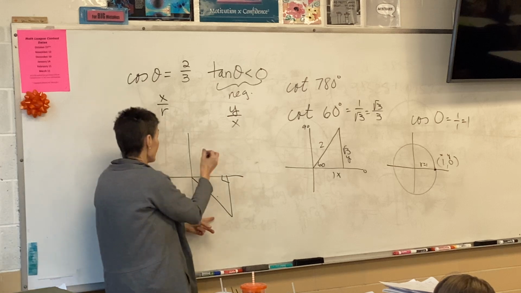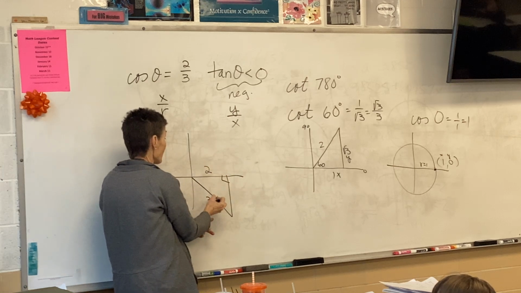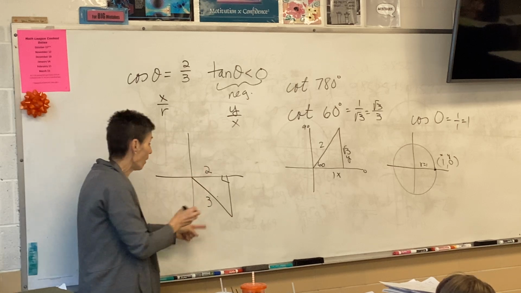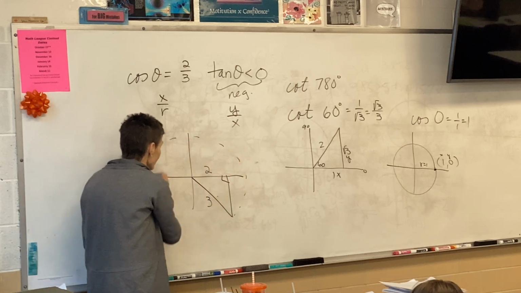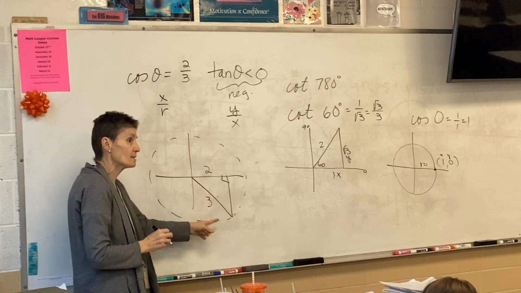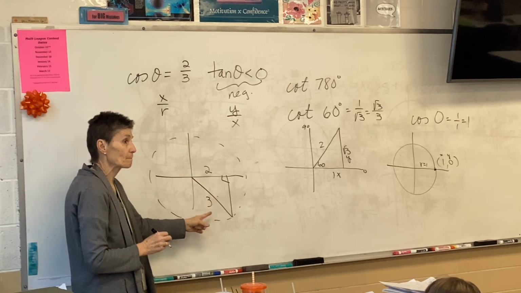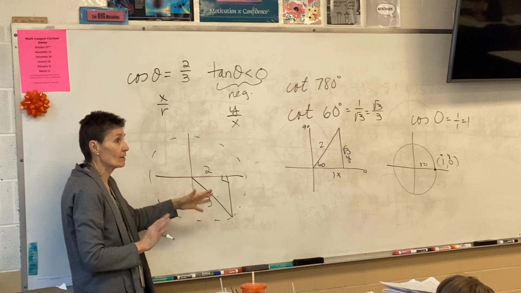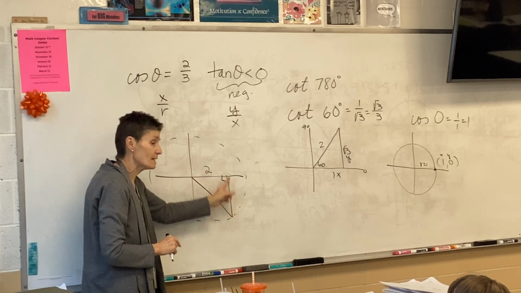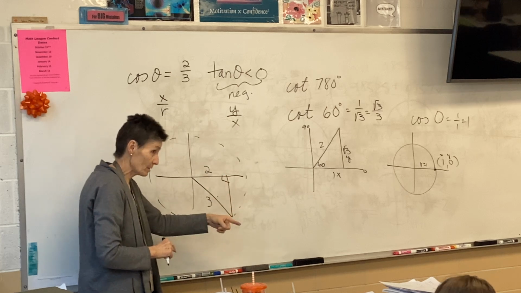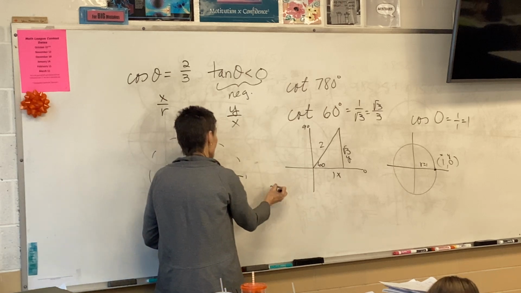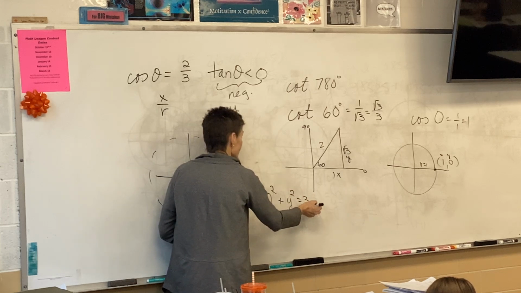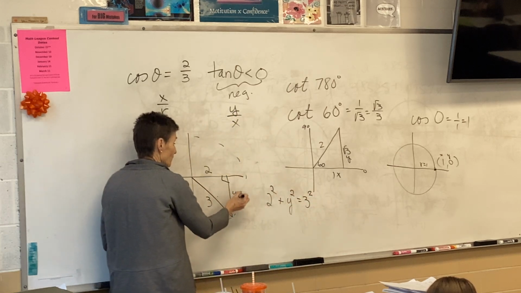Nothing's negative up here, so I must be down here. Okay? And I know my adjacent over hypotenuse is 2/3. X, R, and you don't have to think of this as a circle, but you can, that's your radius, it's your hypotenuse. X over R, adjacent over hypotenuse, I don't care how you think about it. Now, what's this? Pythagorean theorem. So 2 squared plus y squared equals 3 squared. I'm trying to figure out what that is.